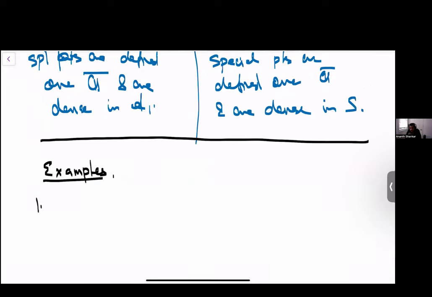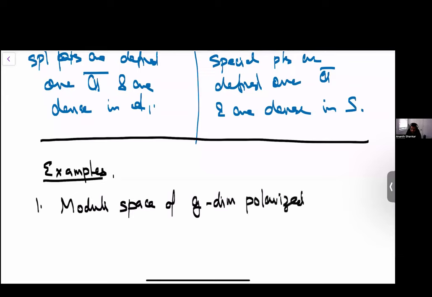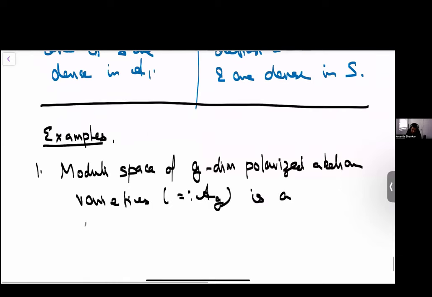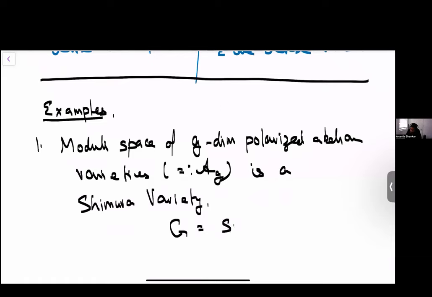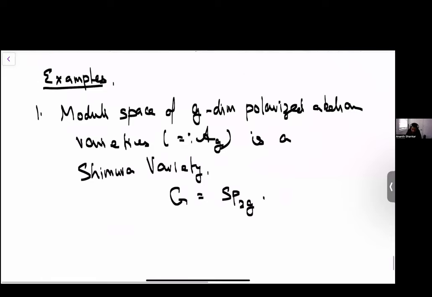Well, we saw that the moduli space of elliptic curves is a modular curve and a Shimura variety. Now, the high-dimensional generalizations of an elliptic curve are Abelian varieties, and the moduli space of g-dimensional polarized Abelian varieties, let's call this A_g, is a Shimura variety. And just like the modular curve was defined by the group SL2 or GL2, A_g is defined by the symplectic group on a 2g-dimensional vector space. Similar to the case of elliptic curves, special points are in bijection with CM Abelian varieties.